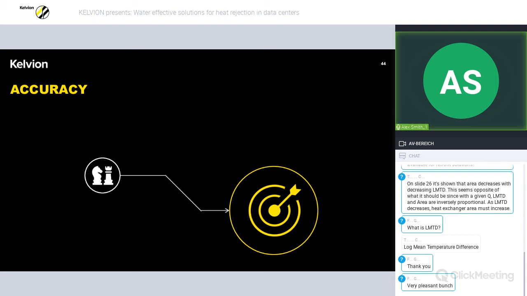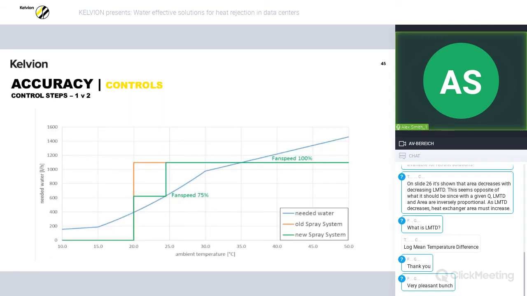So accuracy, how does the way in which we control these systems affect their effectiveness and efficiency? So here we see a one-stage control system represented by the orange line, which would follow this green line at the bottom and come up, and a two-stage control system, which is the same here shown by the green line. Both systems turn on at 20 degrees, yet the single-stage system turns on and instantly starts consuming 1,100 liters an hour, whereas the two-stage system consumes a little over 600 before then going up to the 1,100 in the second stage.